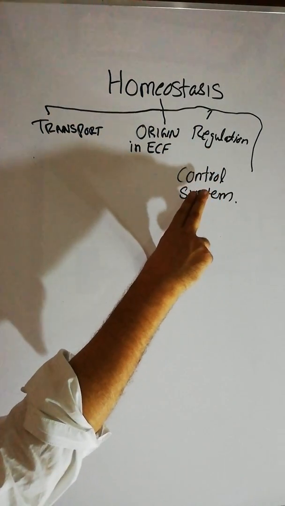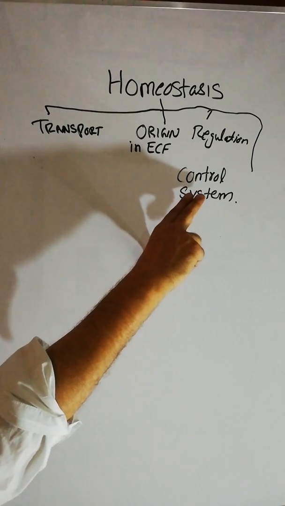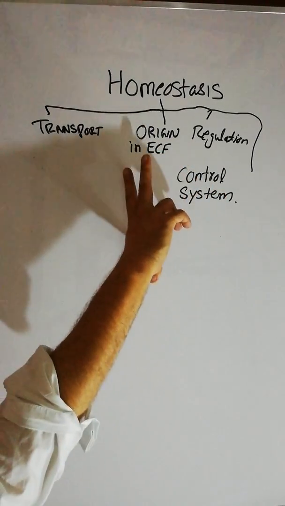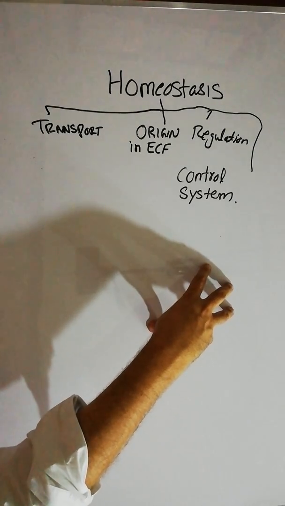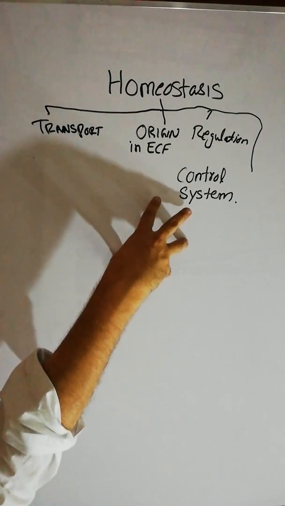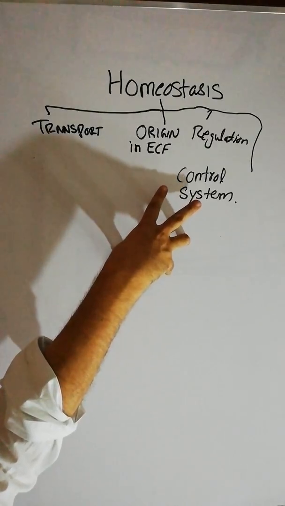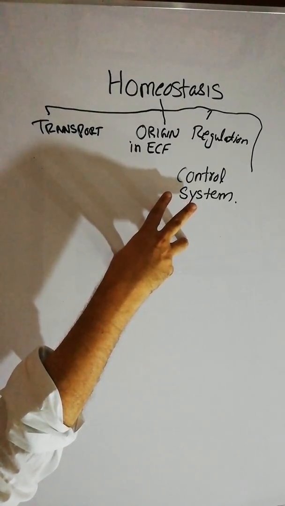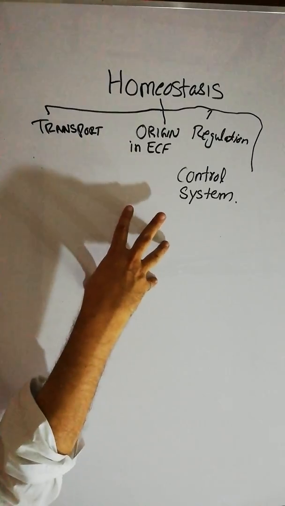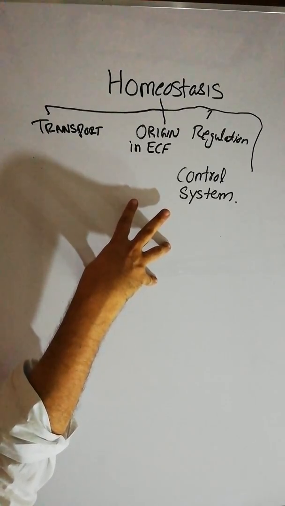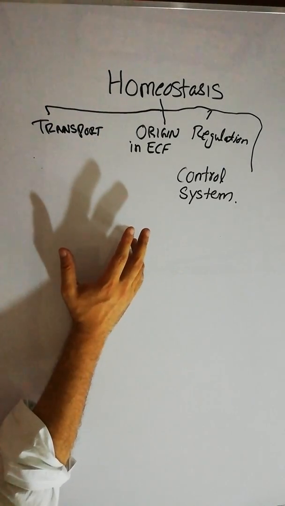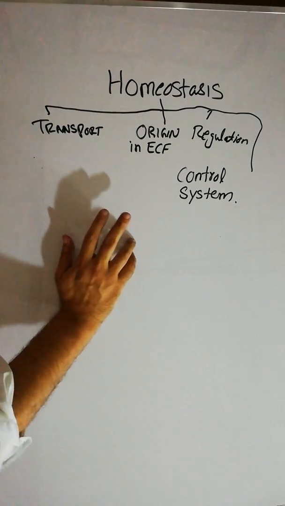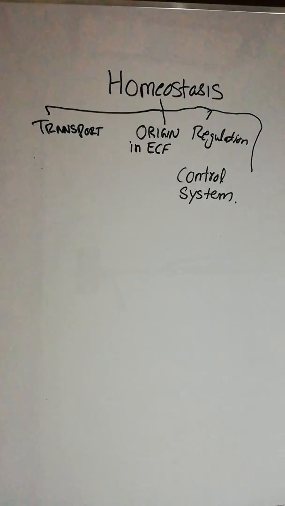Then we discussed the control system, and in the control systems we discussed the oxygen and carbon dioxide and the negative feedback system. Today we will start our lecture with the control system, and we will discuss another example of a negative feedback mechanism, and then we will proceed towards positive feedback and gain of the systems. So let's begin with the negative feedback mechanism.